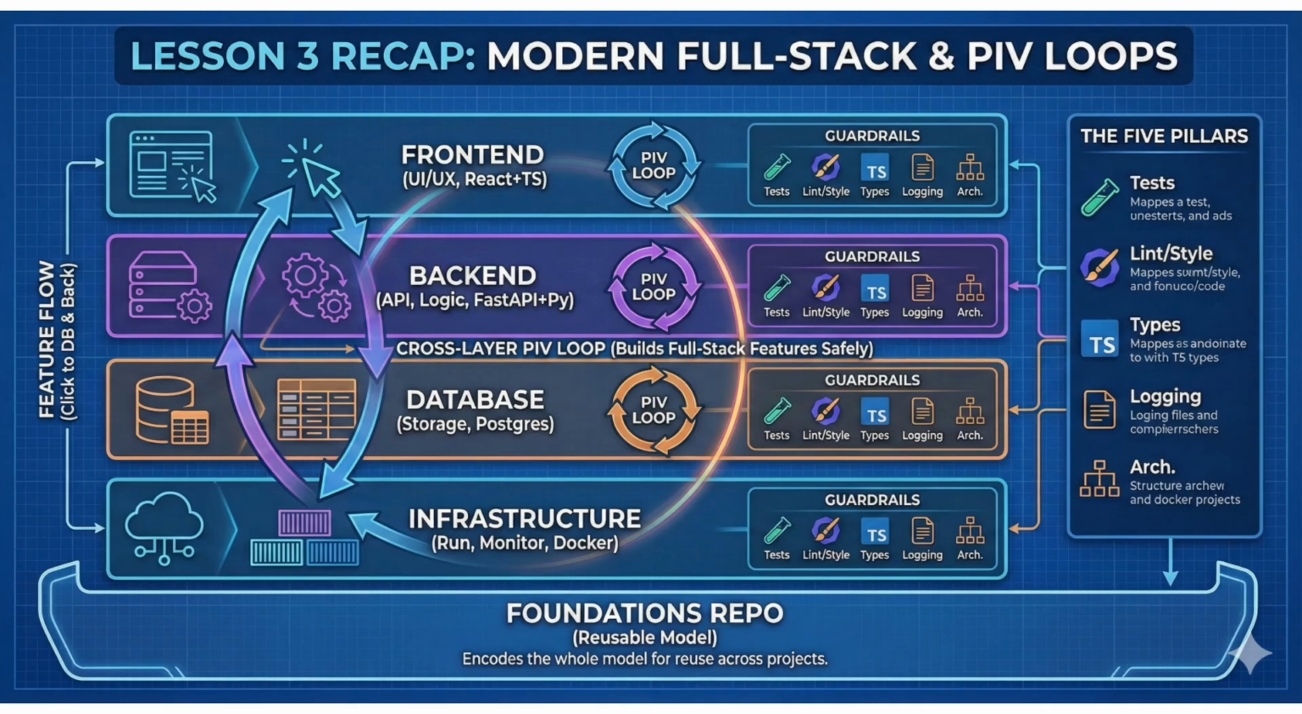Let's recap Lesson 3. A modern full-stack app has 4 main layers: front end, back end, database, infrastructure. Every feature flows from click to database and back. Each layer has its own guardrails that map to our 5 pillars. Your Foundations repo encodes this whole model, so it's reusable across projects. PIV loops operate within and across these layers to build full-stack features safely.